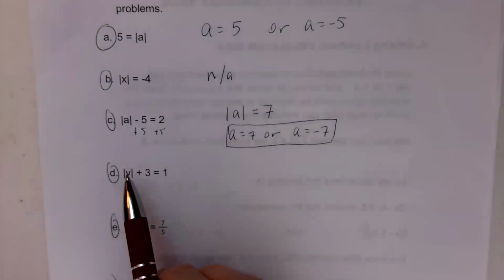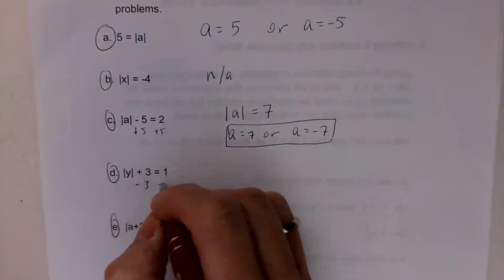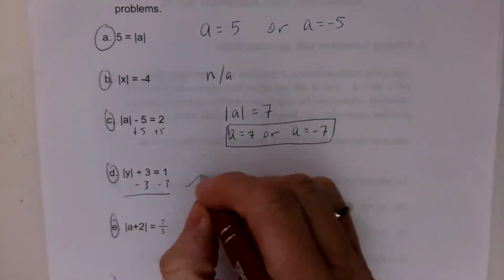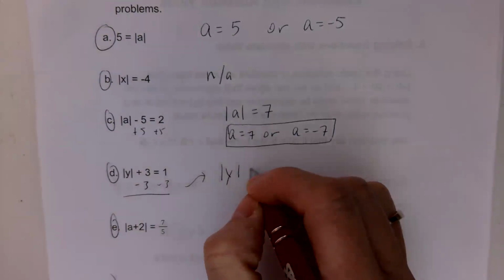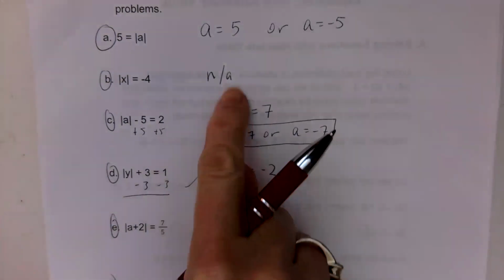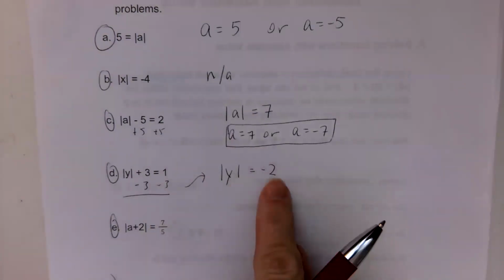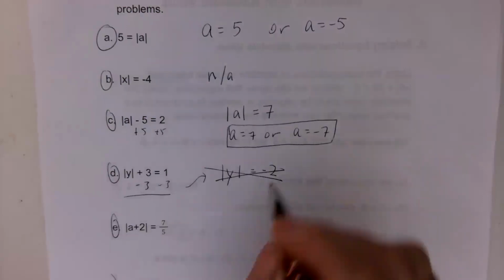D, the absolute value of Y plus 3 equals 1. So again, we're going to subtract 3 from both sides. And we get the absolute value of Y equals a negative 2. And we just reminded ourselves up here in letter B that the absolute value of a Y could never equal a negative 2. So there is no such solution.